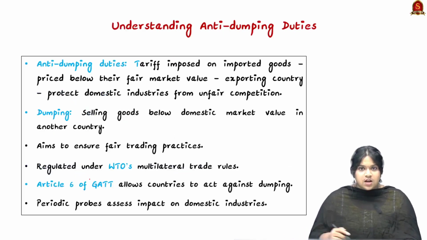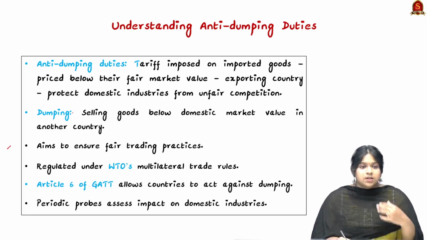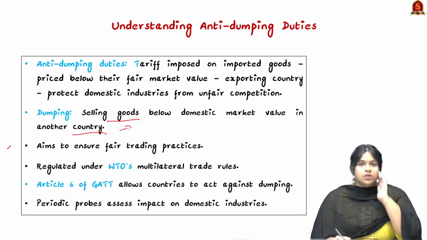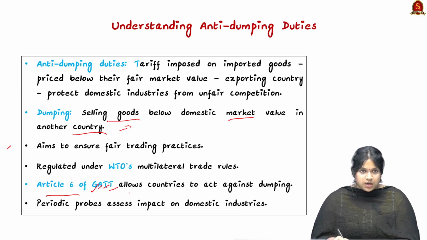So we should understand what an anti-dumping duty is. Dumping means selling goods below the domestic market value in another country. Here China has been basically dumping their goods in India at a very low market value. According to Article 6 of the General Agreement on Tariffs and Trade, GATT, it allows countries to act against dumping. So it is the country's decision to act on these actions.